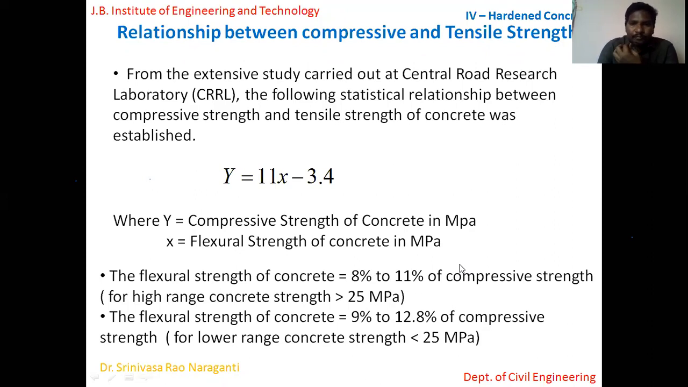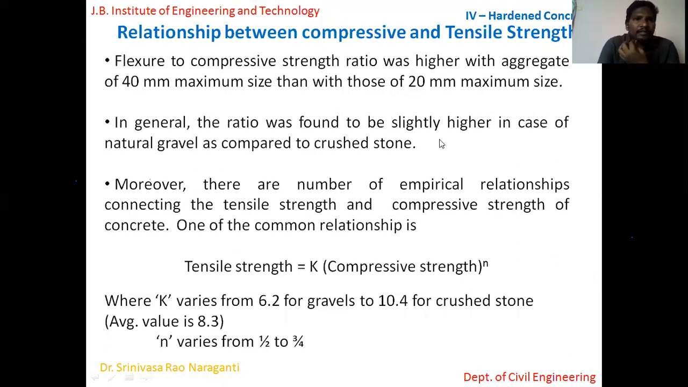Let's move on. Now, actually, flexure to compressive strength, again, when I say flexure, we're talking about tensile strength of concrete, is higher with 40 mm aggregate. As I said, we usually use 20 mm aggregates on site mostly, but there are cases where you use 40 mm aggregate as well. When you use 40 mm aggregate, the flexure to compressive strength ratio is higher, you will find more flexure, as compared to 20 mm maximum size of the aggregate.